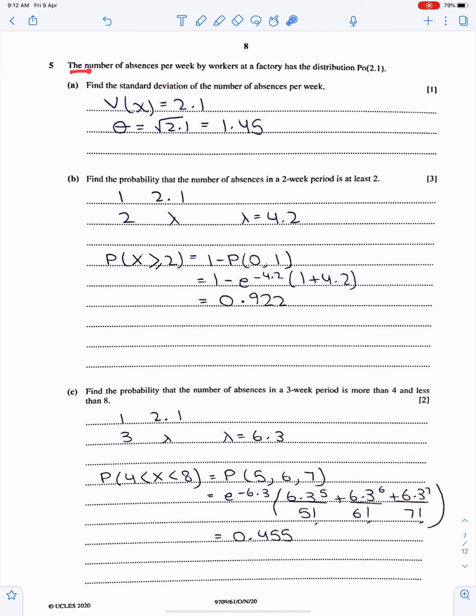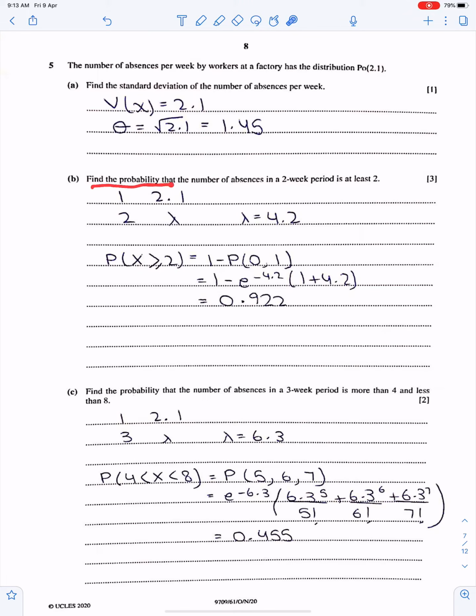Question number 5. The number of absences per week by workers at a factory has the Poisson distribution. Find the standard deviation, which is so simple. The variance of Poisson is lambda, therefore its standard deviation must be the square root of lambda. So you just need to take the square root of lambda and give your answer up to 3 significant figures.